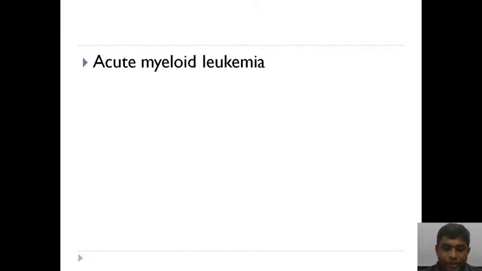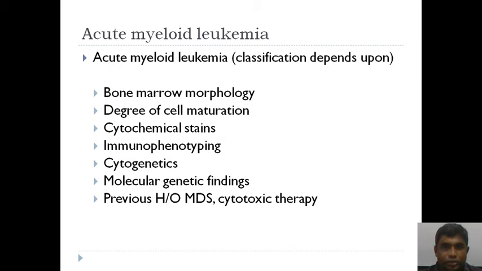So we move on to the second type of leukemias, acute myeloid leukemias, which arise from myeloid progenitor cells. Similar to ALLs, we classify acute myeloid leukemia into different categories, and the classification takes into account different features. One, the morphology of the blasts in the peripheral blood and bone marrow, and the degree of cell maturation, or at what stage the abnormality has occurred, whether it is myeloblast, monoblast, or promyelocyte, or megakaryoblast, etc.